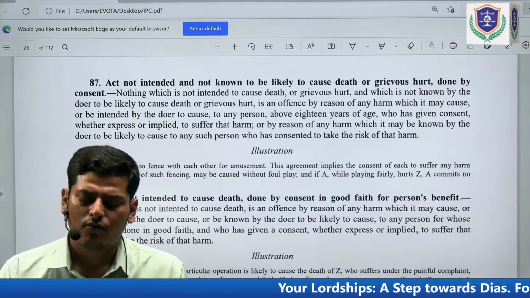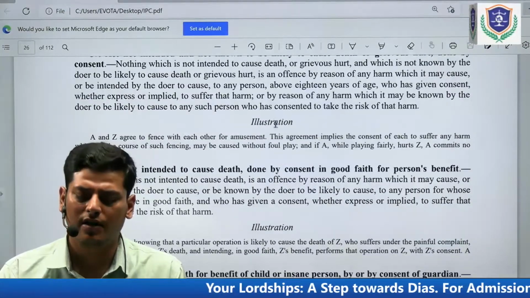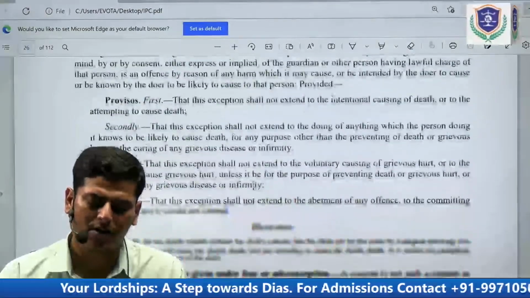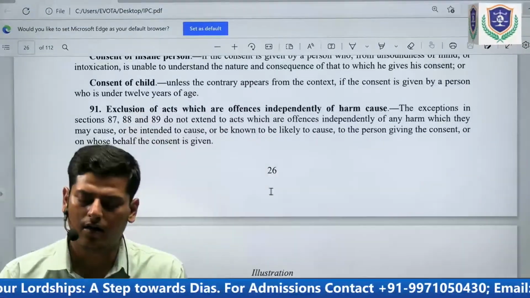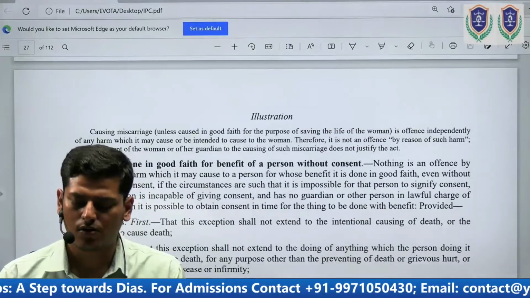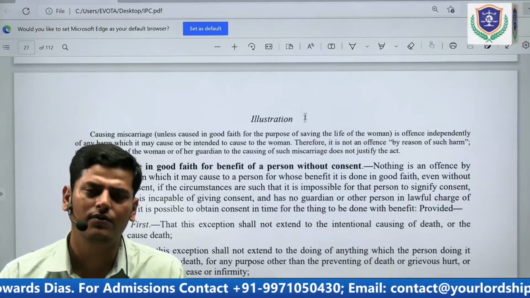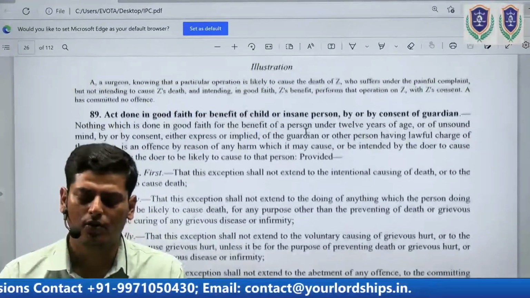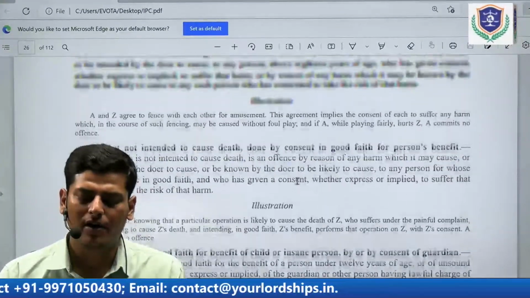Apart from that, what are the relevant sections which deal with consent? Section 87, 88, 89 are there. Then 90 and also 91 are there. 92 deals with act done without the consent. And 93 is communication made in good faith. So we'll properly deal with this.